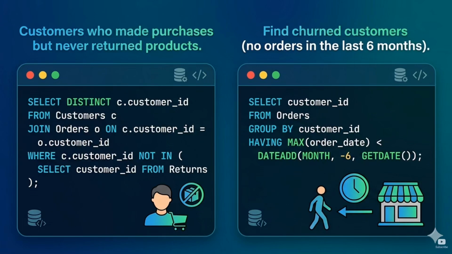Here's the logic. For each customer, the query checks their most recent order date using MAX(order_date). If that latest purchase was more than 6 months ago, the customer is considered churned. This query is widely used in customer retention, marketing campaigns, and predictive analytics.